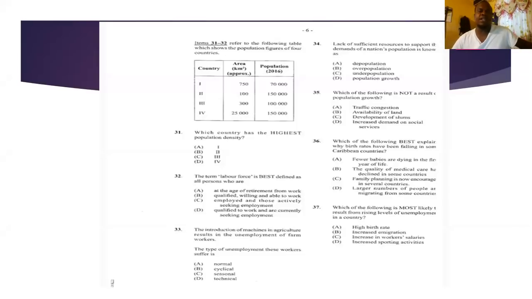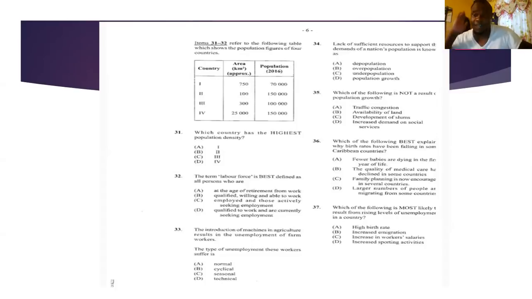Country 1 has 750 kilometers square, population is 70,000. Country 2, 100 kilometers square, population is 150,000. Country 3, area is 300 kilometers square, population 100,000. Country 4, 25,000 kilometers square, population 150,000. How do we find population density? Dividing the population by the area or dividing the area by the population, whichever one of them is mathematically correct.